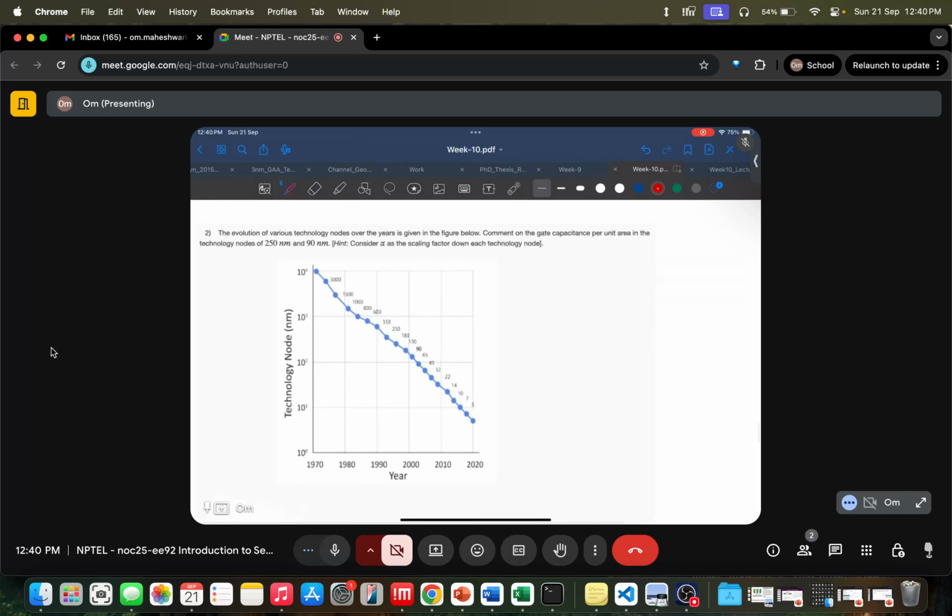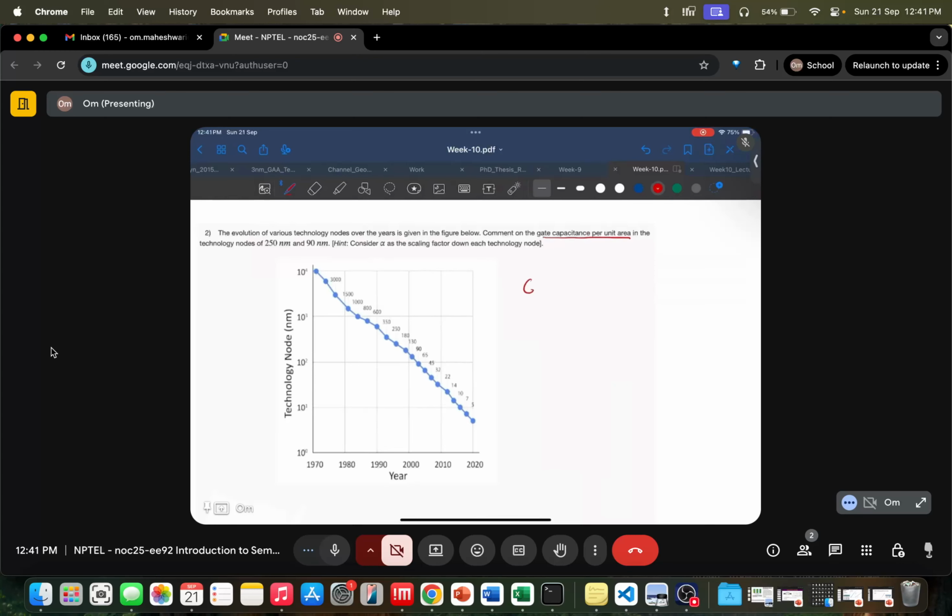Next, we have the evolution of various technology nodes over the years, given in the figure below. Comment on the gate capacitance per unit area in the technology node 250 nanometer to 90 nanometer. Consider alpha as the scaling factor. So you have to tell, when you go from 250 nanometer to 90 nanometer, how your gate capacitance per unit area is changing.